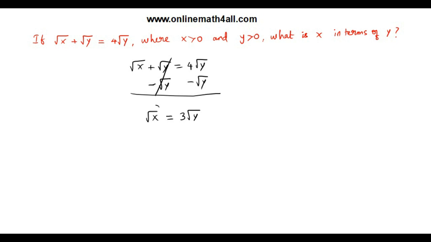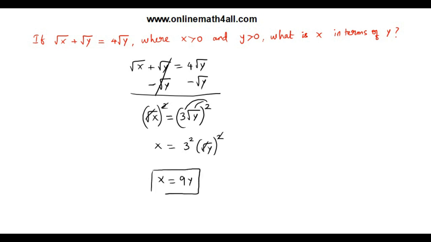Okay, I need x, but here we have square root of x. I have to get rid of the square root. For that, I have to square both sides. When I square both sides, the square root and square will cancel out. I just get x. And here 3 and square root of y are multiplied. So 2 is a common power. So the power can be distributed to 3 and square root of y. Then I will be getting 3 square root of y the whole square. So x is equal to the value of 3 square is just 9. The square root square will cancel out. You just get y. So now we got x in terms of y, that is x is equal to 9 times y.